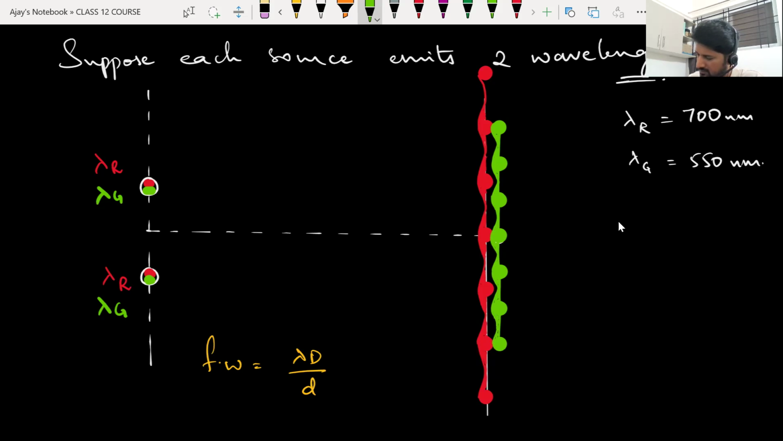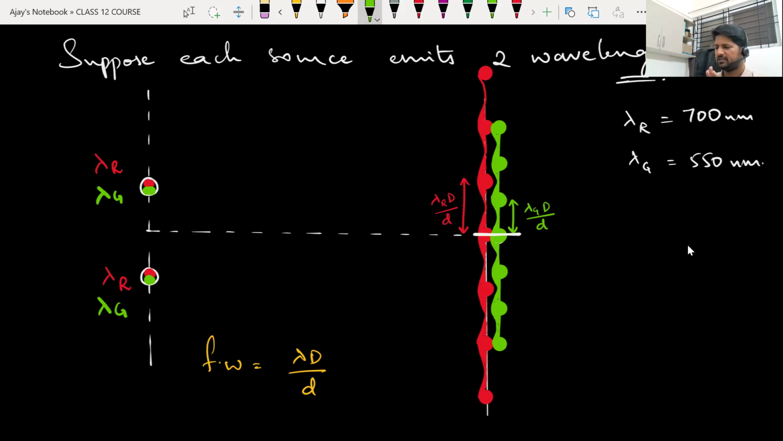Now the central maximum will be common to both patterns, because for the central maximum the path difference is 0. So whether the sources both emit red or both emit green or both emit any common color, the central maximum will form where it forms. The first maximum for red will be at lambda red capital D by small d. The first maximum of green will be at lambda green capital D by small d, and definitely they won't coincide because lambda of red is not the same as lambda of green.